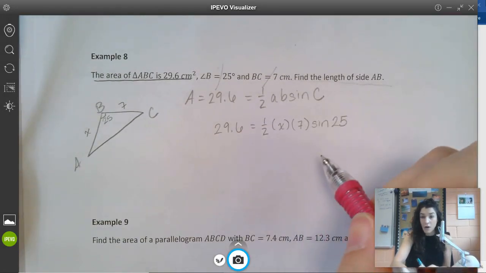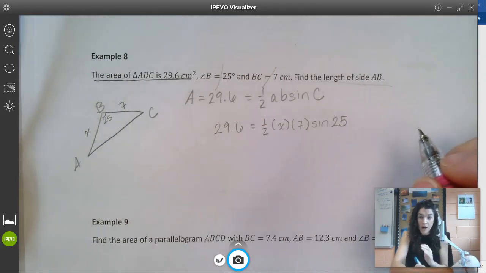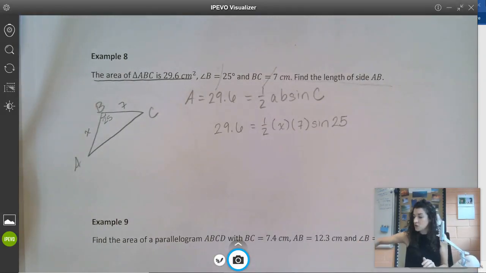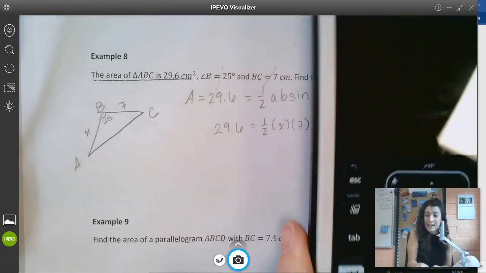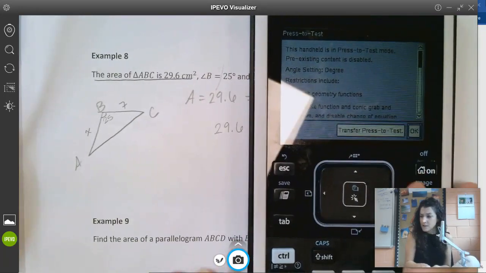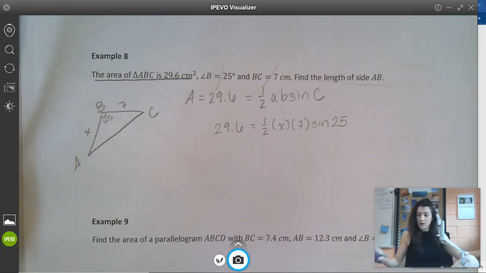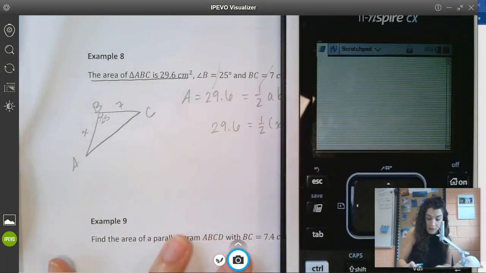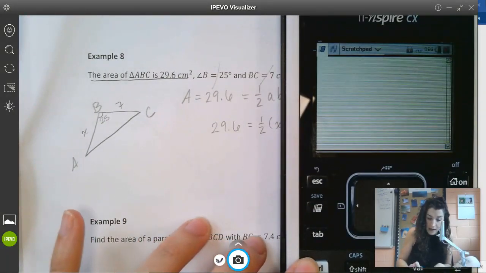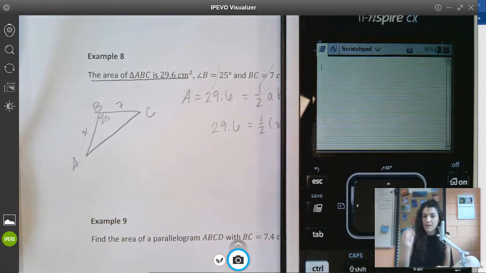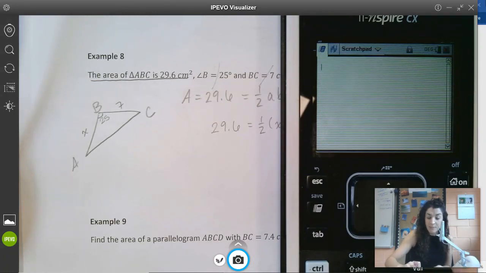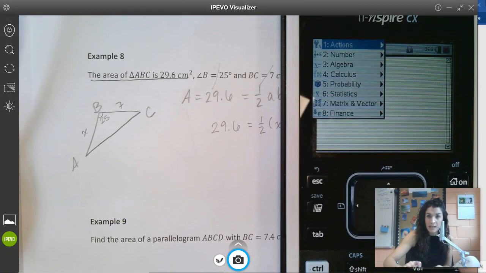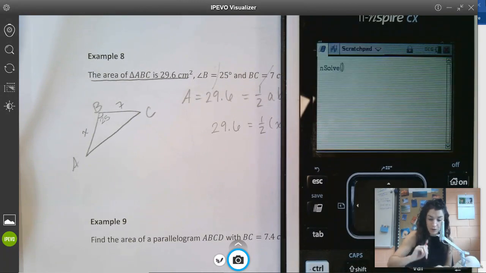You could use numerical solve in order to solve for this. Make sure to put comma X at the end. For those of you that don't remember what numerical solve is, on TI-84s, I believe you have math and then scroll up and numerical solve is at the very, very bottom of that. For TI-Nspires, we hit menu and then we go to algebra and then numerical solve.